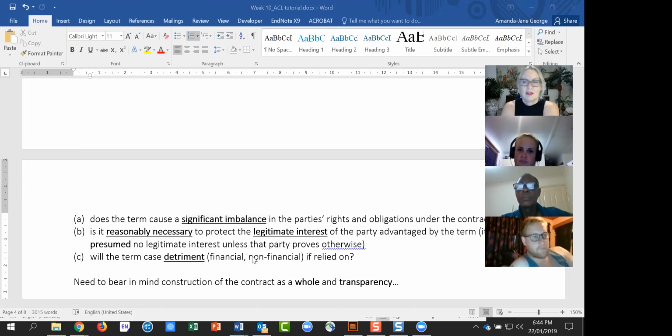Beautiful. Significant imbalance. Now, this could mean 2 things. It could mean that it's significant in the sense of it's not minor. It's not something that's so insignificant that you shouldn't have to worry about it. Do you know what I mean?